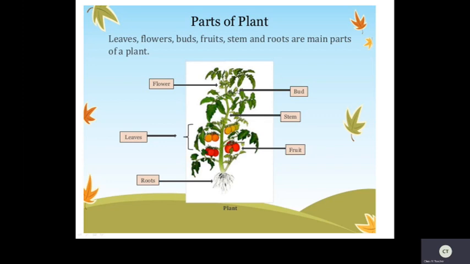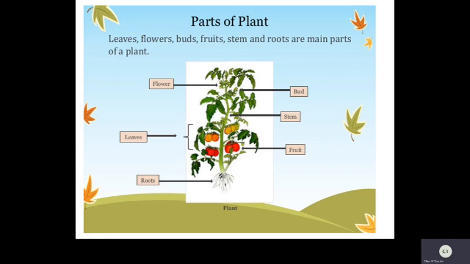Can you see small buds? These are buds. Now these buds will convert into flowers. Again, these flowers will slowly convert into fruits. So all these you will study in your higher classes.